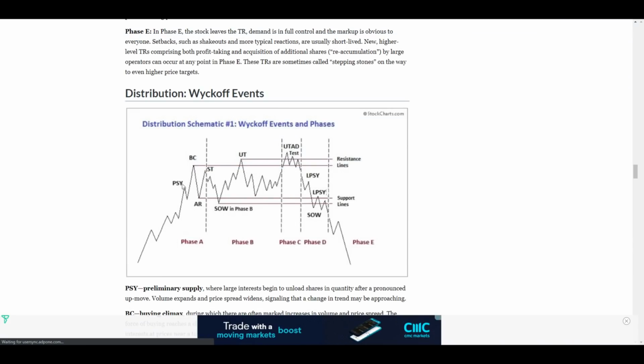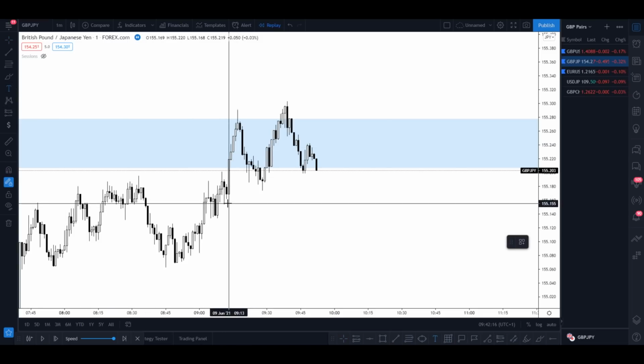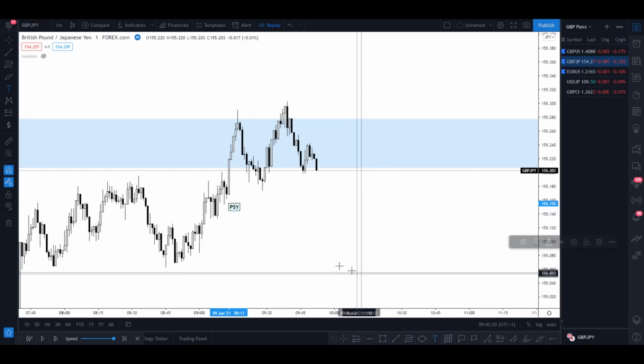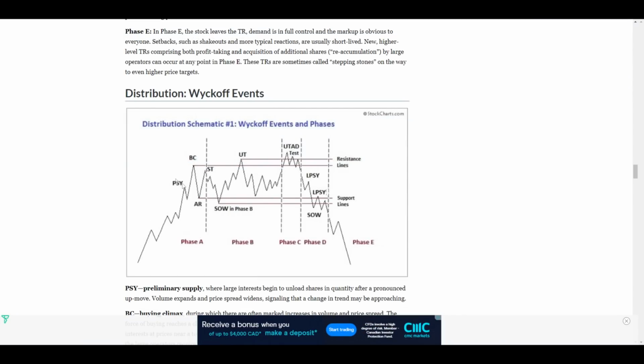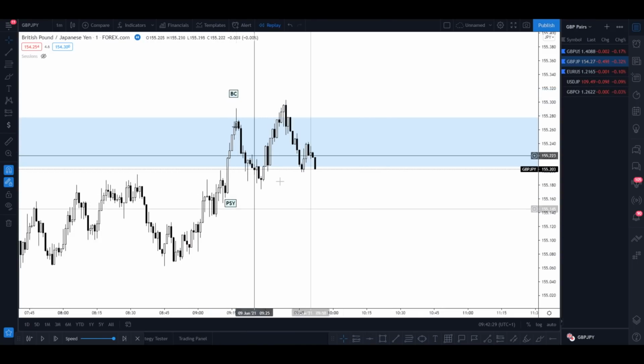Now let's look at this. PSY is that last pullback before a major move up and then a major sell move down. Last pullback, major move up, major sell move down. Makes sense. So this is my PSY. So right over here, this is my PSY. And after my PSY, if I identified my PSY, I also identified my BC, which is my buyer's climax. We have our buyer's climax.